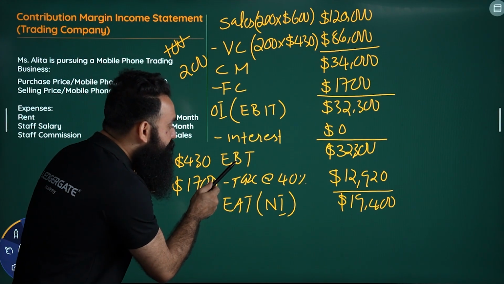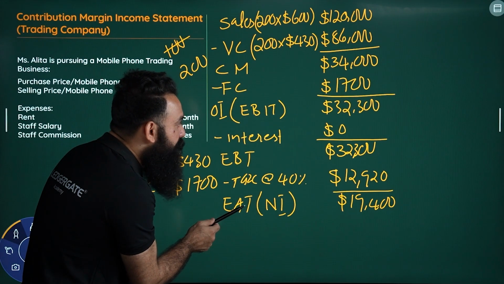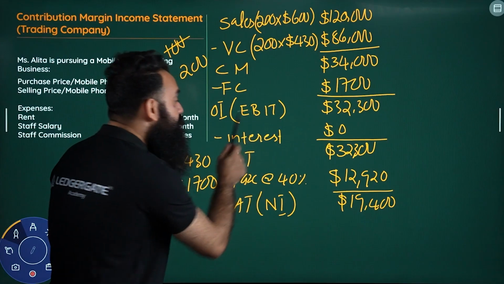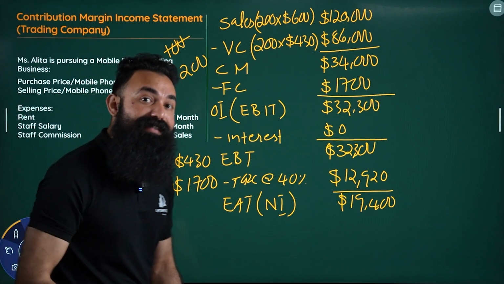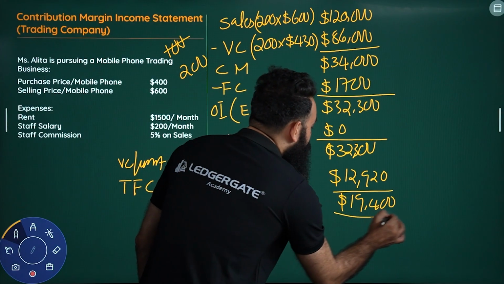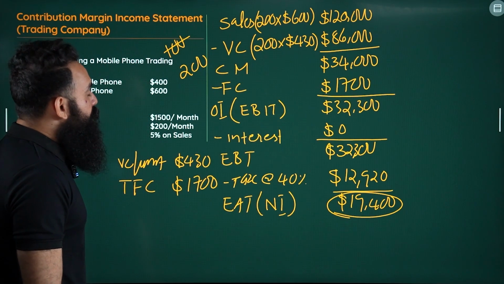Hence, this is profit before tax, this is profit after tax. This is operating profit. That means profit before interest and tax. Here we know this is our net profit.